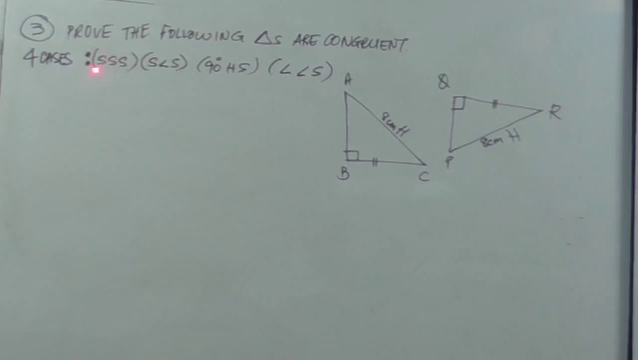It's definitely not side, side, side, because you don't know anything about this side. It's definitely not side, angle, side, because you've got this side, you've got the angle, but then this side is not equal. So it's not that. 90 degrees? Yes, we have 90 degrees in both. Hypotenuse? Yes, both hypotenuses are equal. This is 8, that is 8. And one more side, this side is equal to that side, so it is this case here.